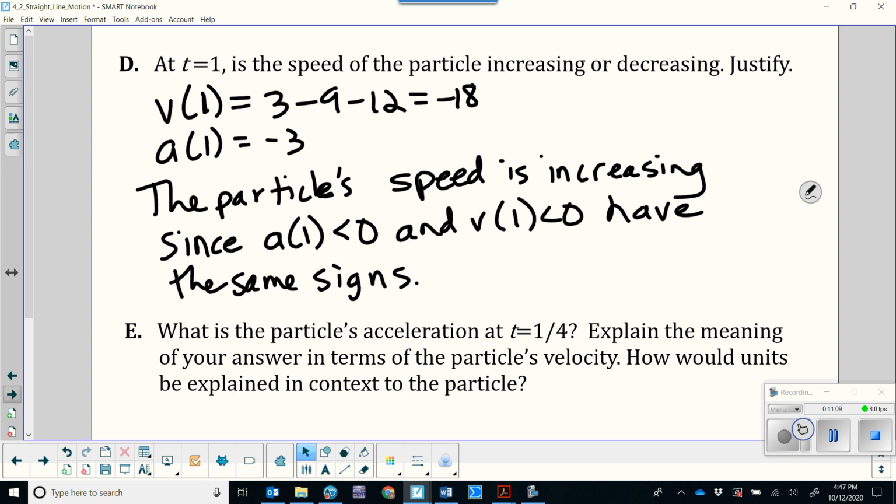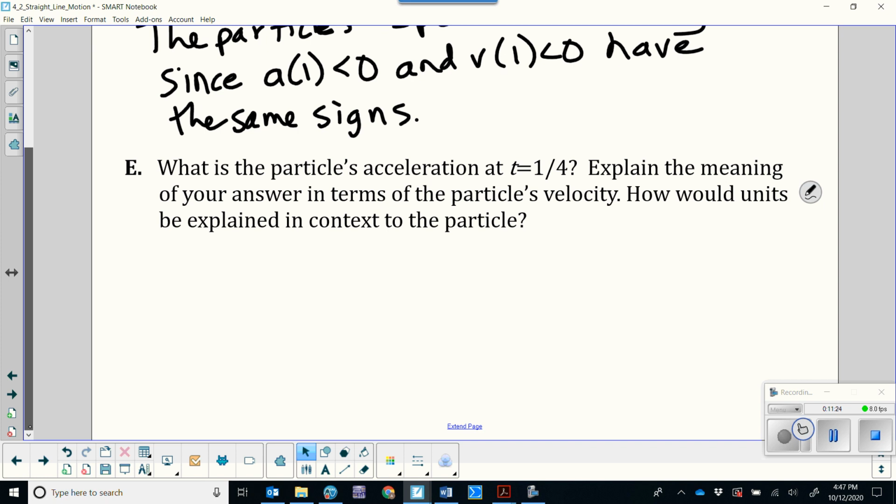Again, try to copy what they ask you. Is it increasing or decreasing? The particle speed is increasing since acceleration is less than 0 and velocity is less than 0. They have the same signs. Okay, so since those things have the same signs, speeding up.